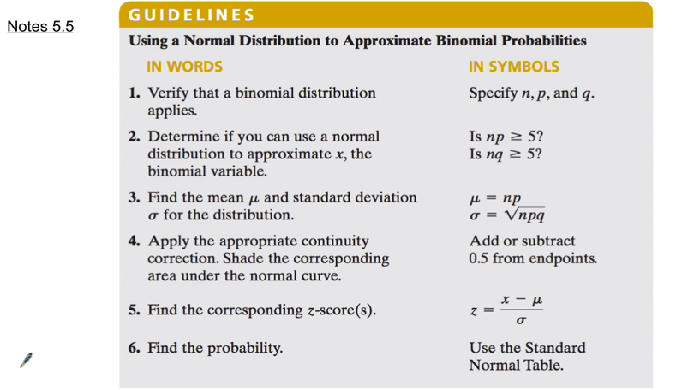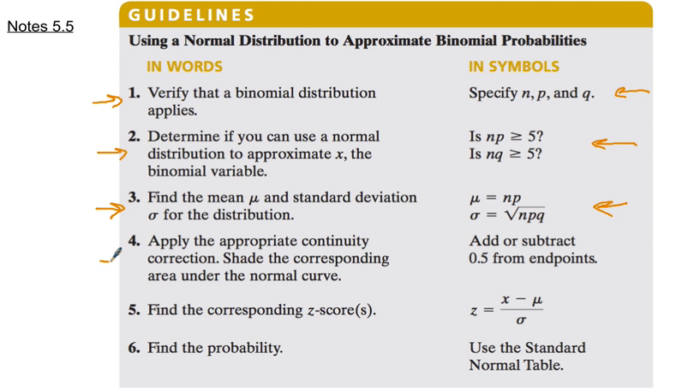So if we look at the steps involved, the first step is verify that the binomial distribution applies. So we read the problem and identify N, P, and Q, just like we've been doing. Step 2 is to determine if you can use the normal distribution. This is another step we've been doing. We just verify that N times P and N times Q are both greater than or equal to 5. Then, in order to use the normal distribution, we need to have a mean and a standard deviation. So we use our binomial probability formulas to find the mean and the standard deviation.